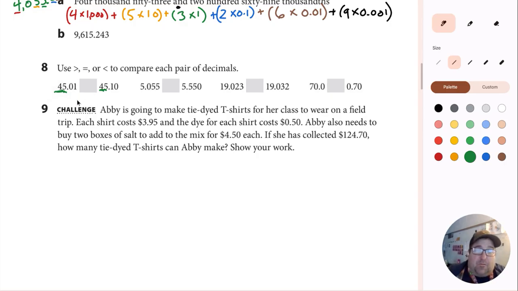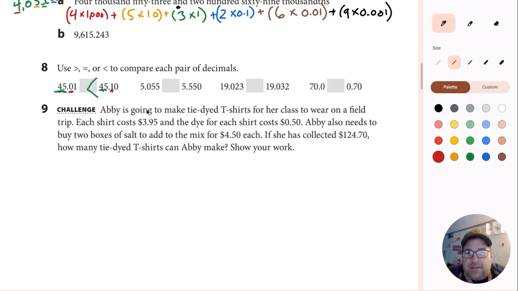Think about money if you want. If I have $45.01 or $45.10, we can see the 10 is going to be more. And mathematically, it comes down to we have a 0 in the tenth spot or a 1. So the first time we get to a number that's bigger, it's bigger. Doesn't matter if it's got more digits past it. That has nothing to do with it. It's all about place value.